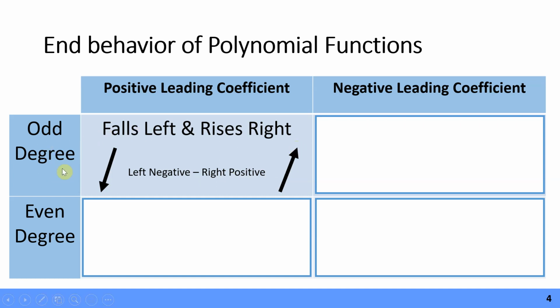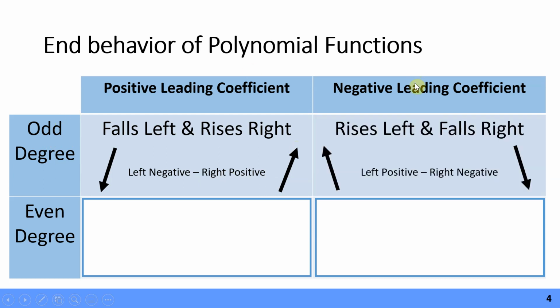Now, if your polynomial is odd degree and has a negative leading coefficient, then it's going to be backwards. It's going to rise to the left, and it's going to fall to the right. Okay, so that's one way of saying it. This is another way of saying it: it's going to go to the positive on the left, and it's going to go to the negative on the right.